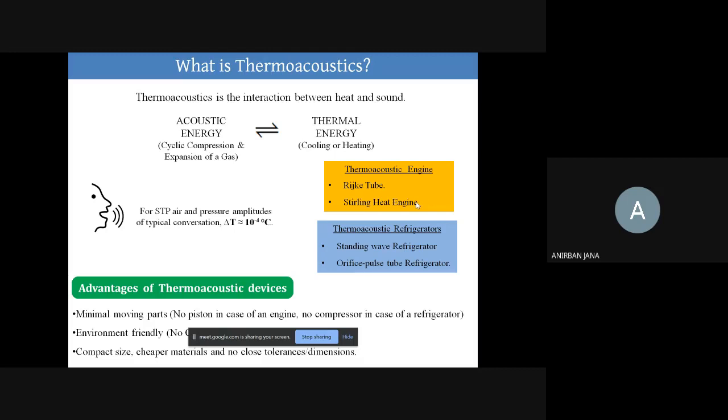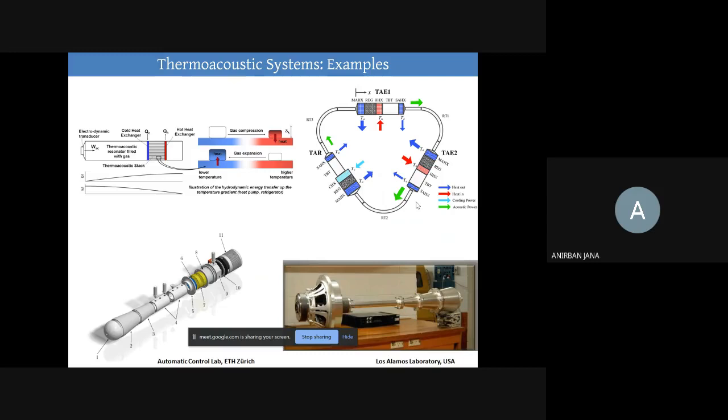It's environment friendly. You can use air or any other non-toxic gases. You don't need CFCs. It's compact. It uses cheaper materials, and there are no close tolerances once you have set up the device. So, a few examples of thermoacoustic devices.